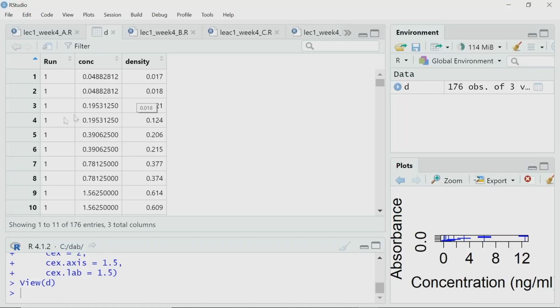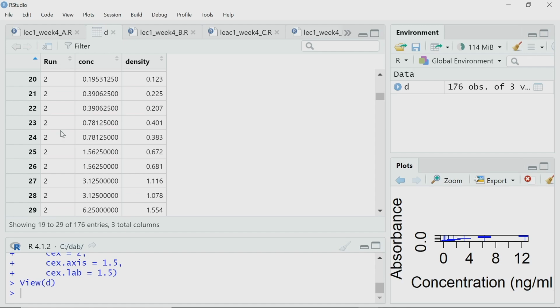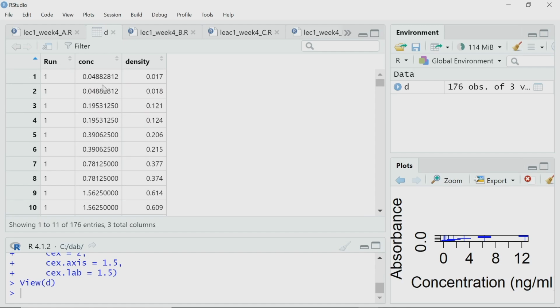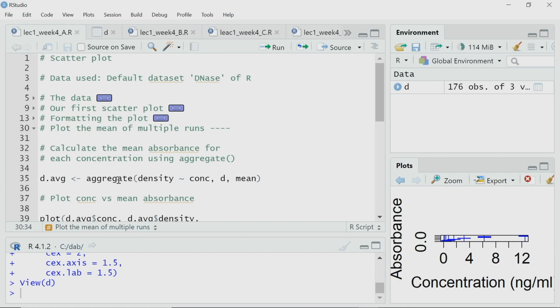The first run data is there, then you have the second run data, and this goes on. And also in each run, for each concentration you have 2 readings. So, I have to somehow sort this out and calculate the mean. To do that, what I am using here is the function called aggregate.